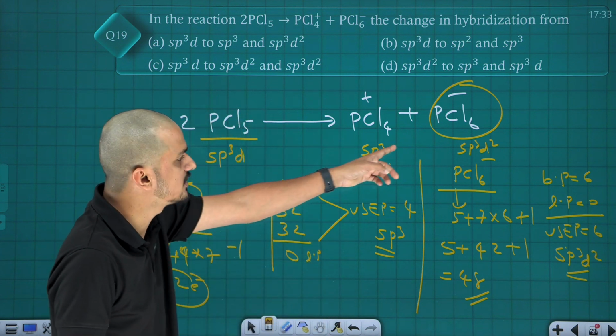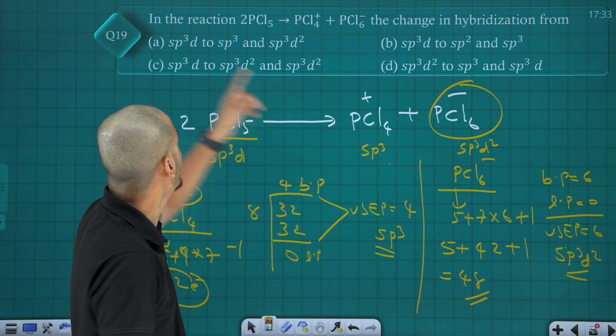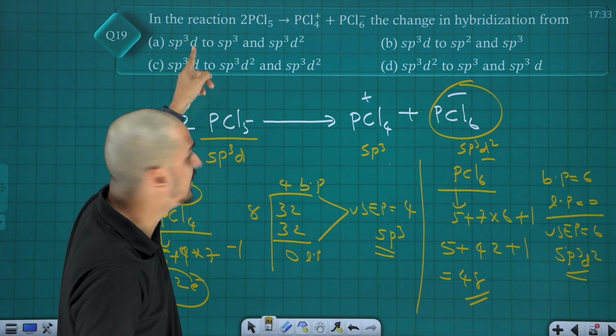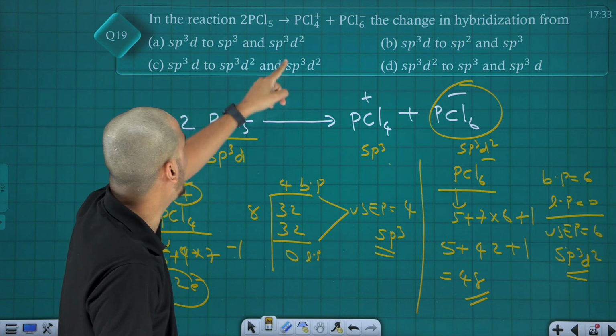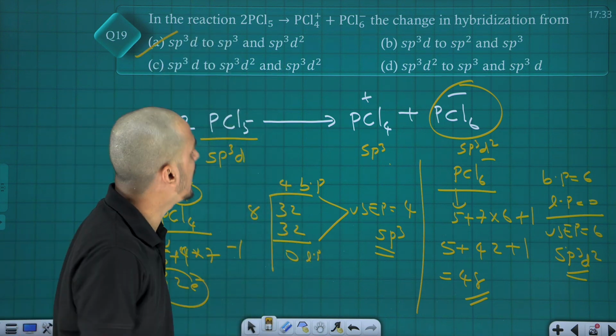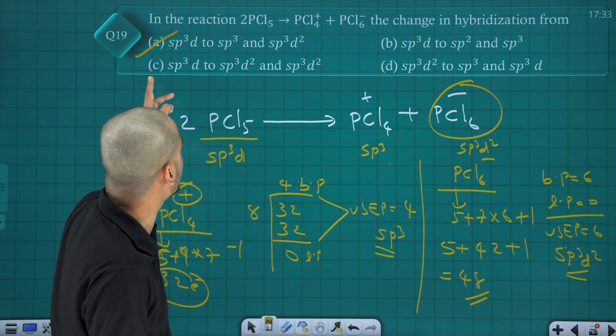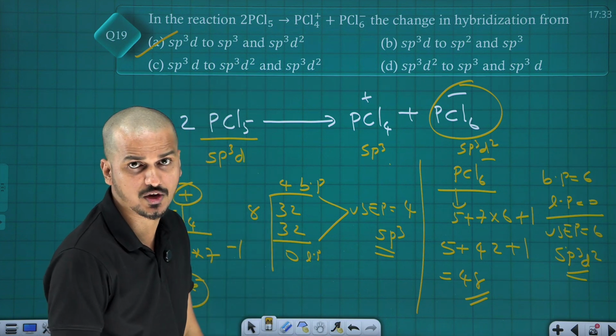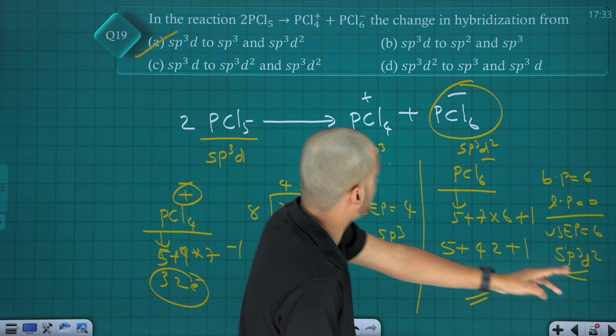In solid structure they are existing like that. sp3 and sp3d2. So what's the change? sp3d2, sp3 and sp3d2. Option A is the correct answer. Is it okay? Yes. We can move to the next question.